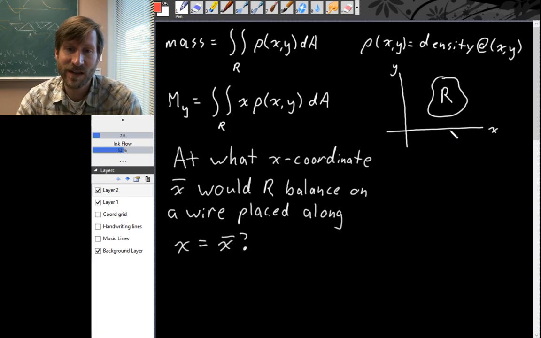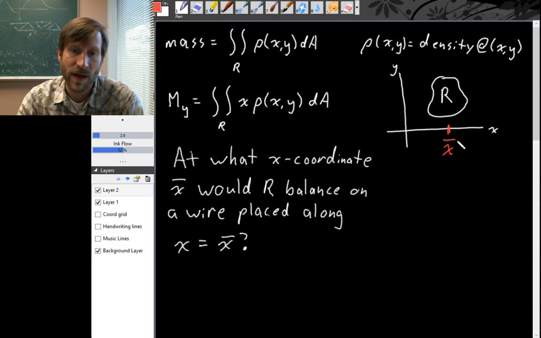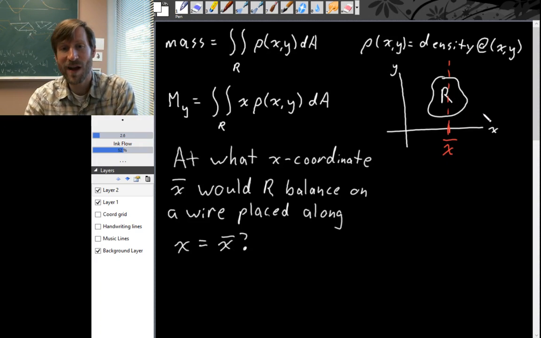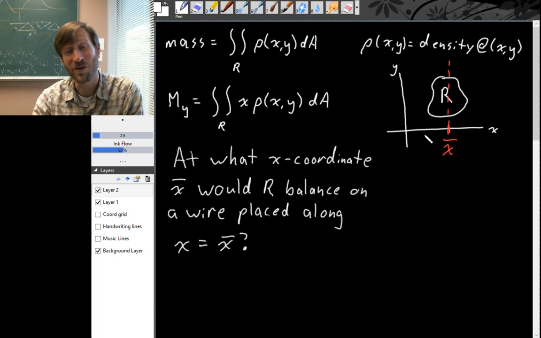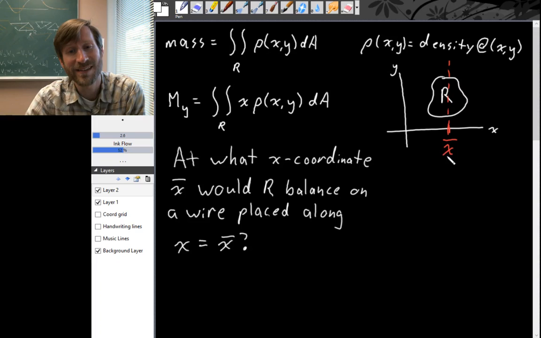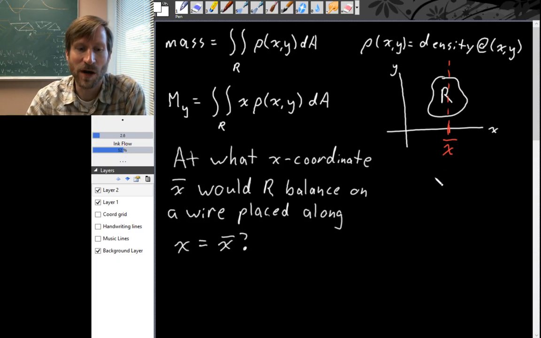So what we're saying is, if we have an x-coordinate here, x bar, if you put it in exactly the right place, this region would balance on a wire positioned along this line. If the wire is a little too far to the right, the region will fall to the left. If the wire is a little too far to the left, the region will fall to the right. But if you put it in exactly the right spot, the region will balance. And we want to know, what is this magic x-coordinate called x bar?